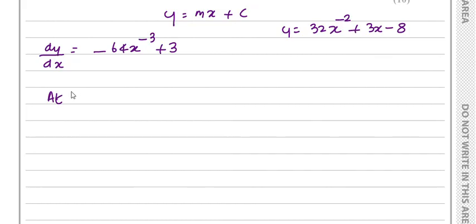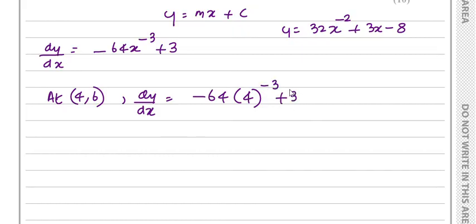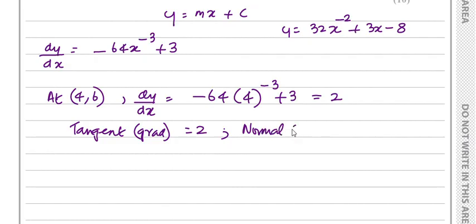Now, to get the numerical value of the gradient, which is m, we use the point 4, 6. Dy by dx is equal to minus 64 times 4 to the power of minus 3 plus 3. And putting that into the calculator, I get this value as 2. So this 2 is the gradient of the tangent. Okay, so we can write here: tangent gradient is equal to 2. Therefore, the normal gradient will be equal to the negative reciprocal of 2, that is equal to minus 1 over 2.